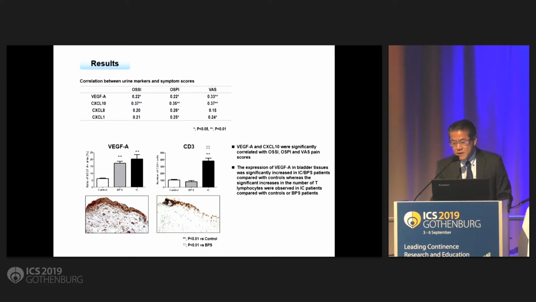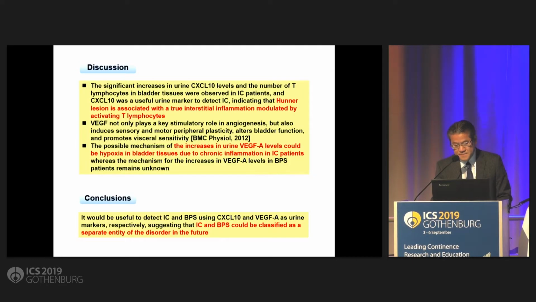The expression of VEGF-A in bladder tissues was significantly increased in IC-BPS patients compared with controls, whereas significant increases in the number of T lymphocytes, indicated by CD3, were observed in IC patients compared with controls or BPS patients.